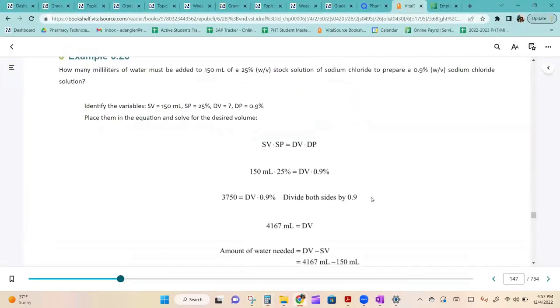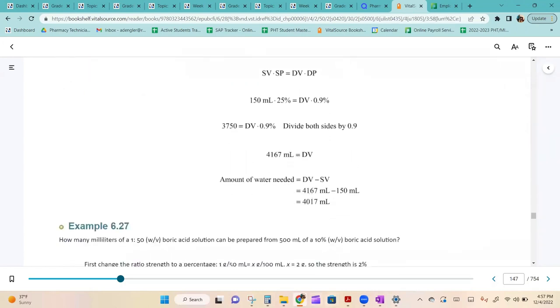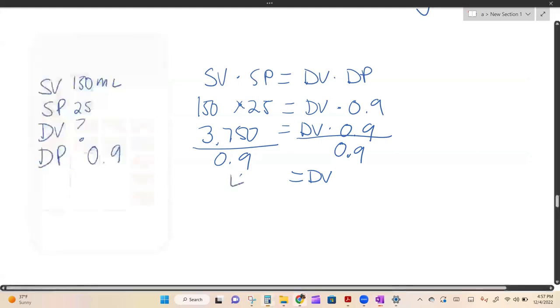Let's see what they have. It's 4,167 ml. So that is our desired volume.